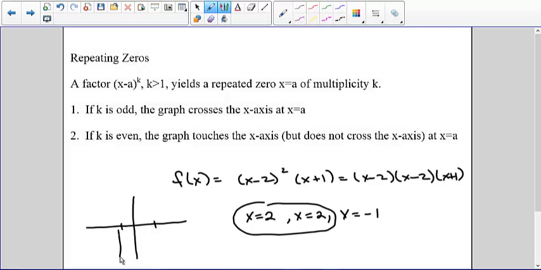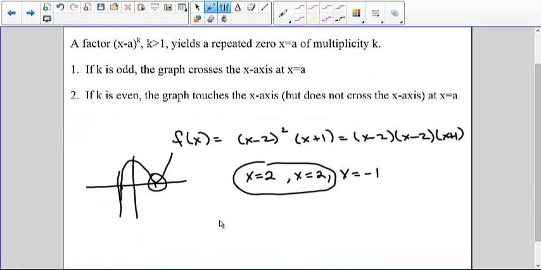So the function is probably going to look like this. It comes up through this, and then when it comes back down, it doesn't actually go through, it just goes like that. So that's the consequence of a repeat 0. That says if k is odd, the graph crosses the x-axis. Okay, so what does that mean?